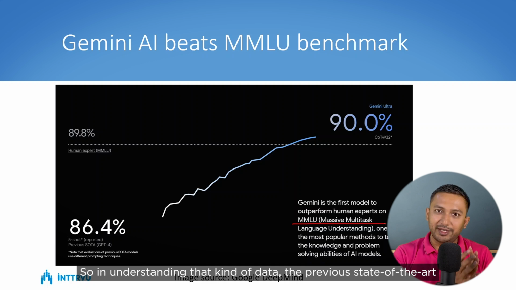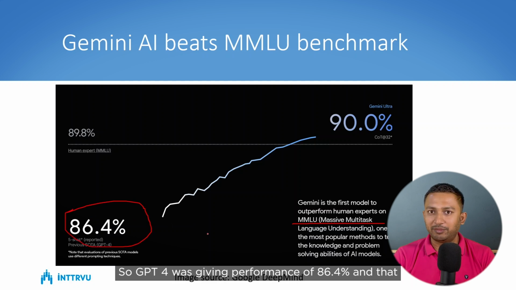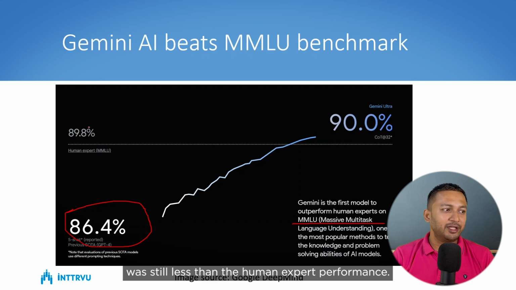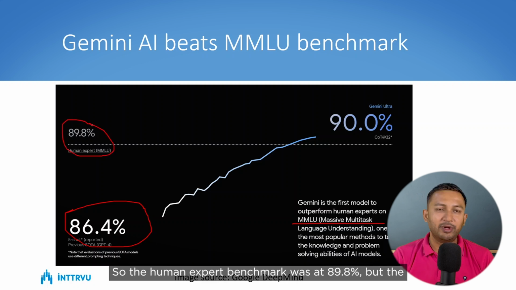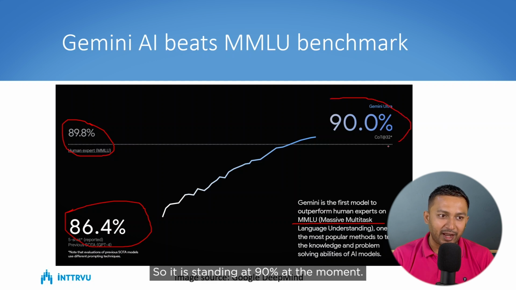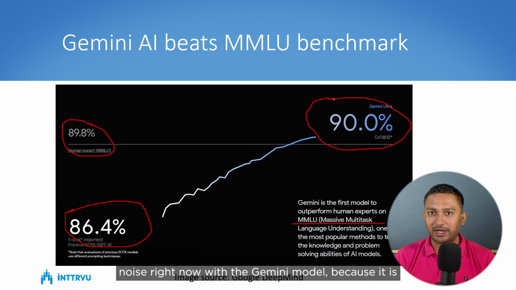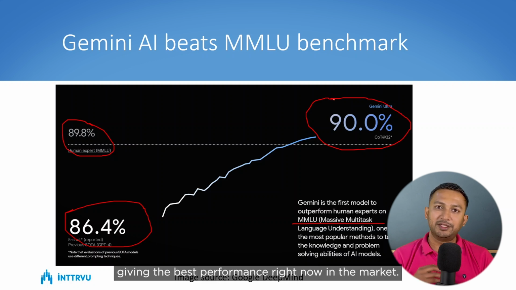In understanding that kind of data, the previous state-of-the-art performance was with GPT-4. GPT-4 was giving performance of 86.4%, and that was still less than the human expert performance. The human expert benchmark was at 89.8%. But the Gemini model has completely crossed that benchmark as well. It is standing at 90% at the moment. This is the reason why there is so much noise right now with the Gemini model, because it is giving the best performance right now in the market.